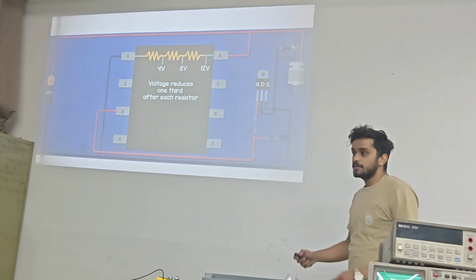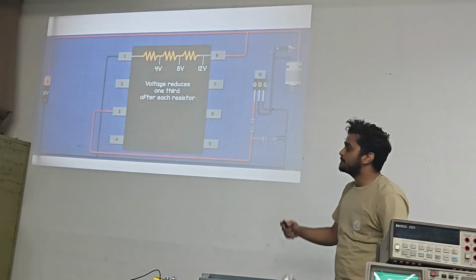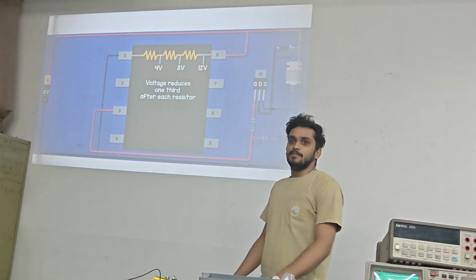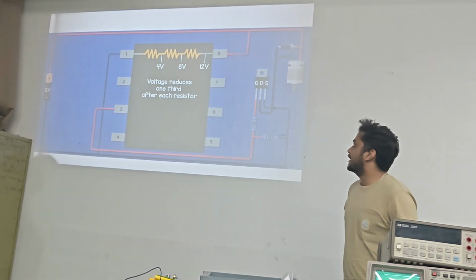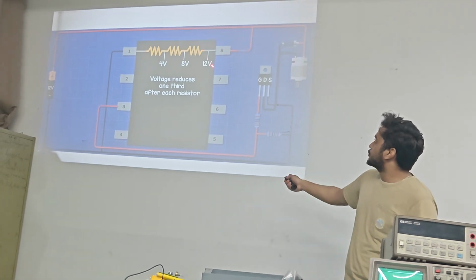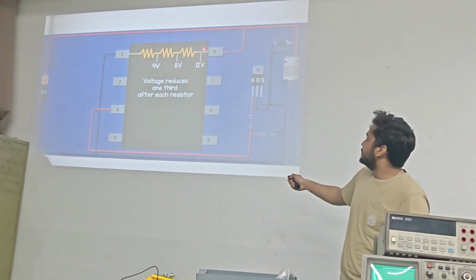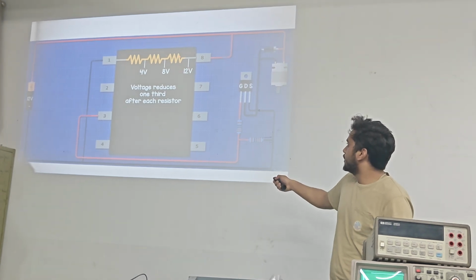Now the 555 timer has three 5 kilo ohm resistors between pin number 8 and pin number 1. The name 555 timer comes from the fact that it has three resistors in series which act as a voltage divider. So the 12 volt supply that we have given will be divided into three equal voltages, basically 4 volts, 8 volts over here.